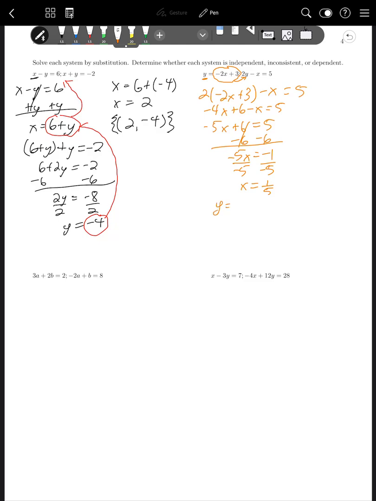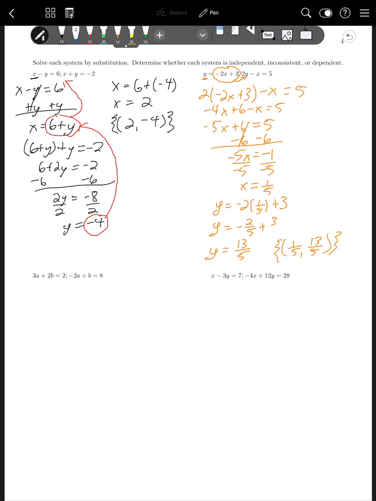Okay, and now that we know that x equals 1/5, I can plug that into this equation. So we get y equals negative 2 times 1/5 plus 3. So y equals negative 2/5 plus 3. Negative 2/5 plus 3 is 13/5. So our final solution here is 1/5 comma 13/5. Okay. So that's the idea for number 2.